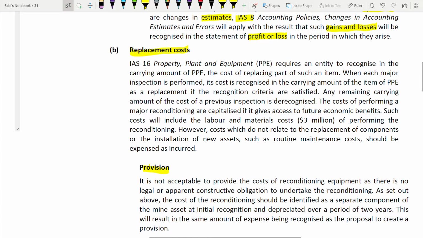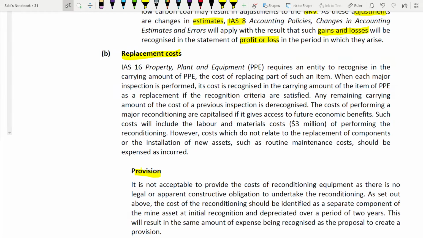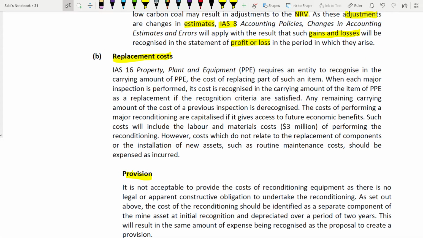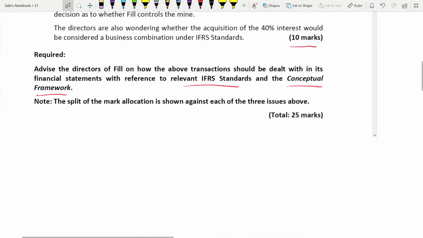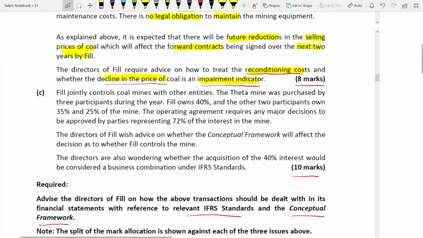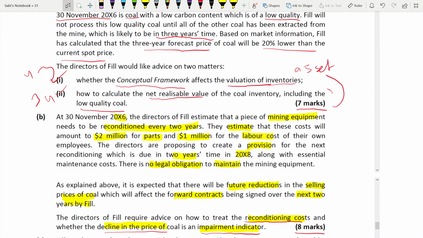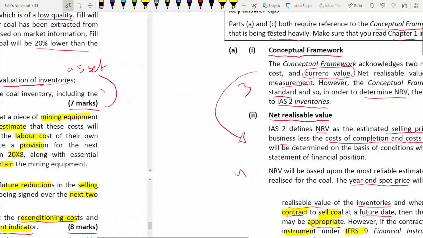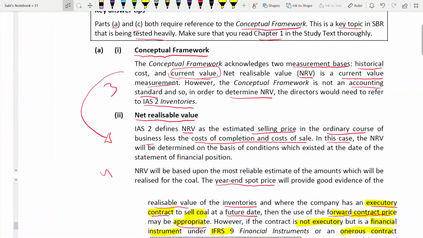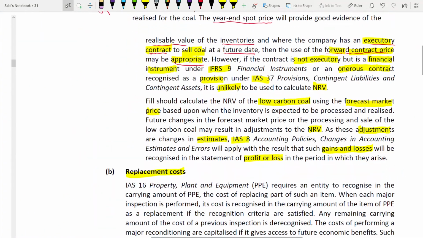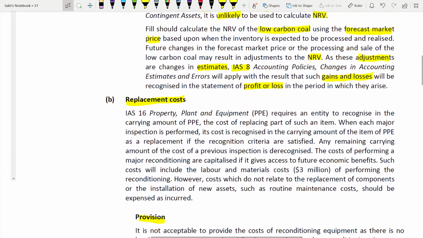You first need to identify what it is. Before you discuss provision, you have to decide what category it falls under. This one, the mining equipment: what type of asset is it? Is it an intangible asset, a tangible asset? Financial assets? So all these things you need to first clarify. It is a tangible asset. It falls under IAS 16.